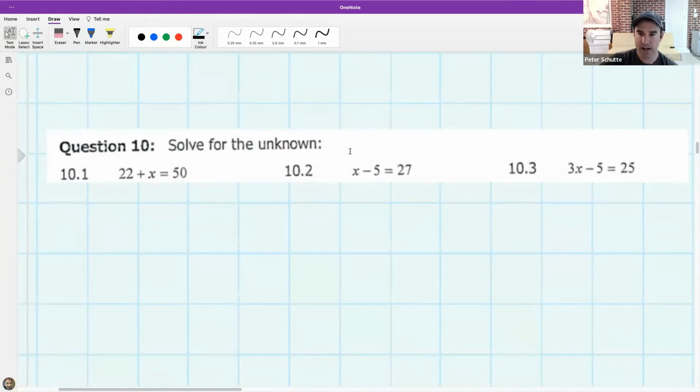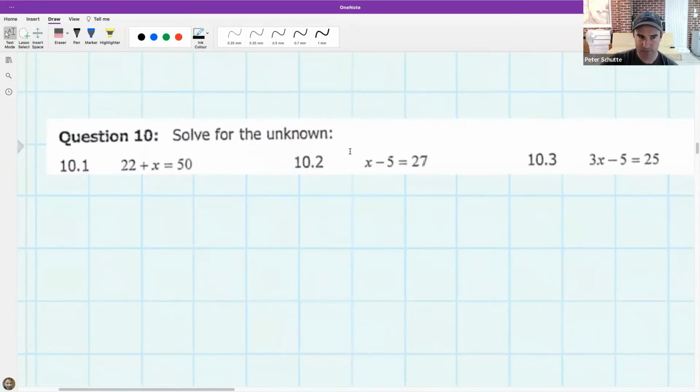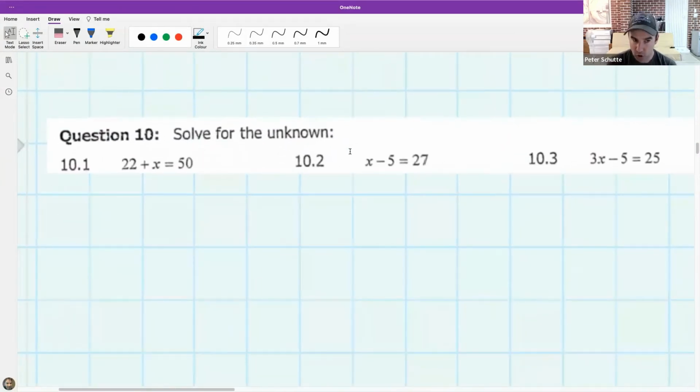So to my grade 8 students, all I want to say is that there are 2 golden rules in equations. You use the opposite operation to whatever is giving you a headache. And then you always do the same thing to both sides.